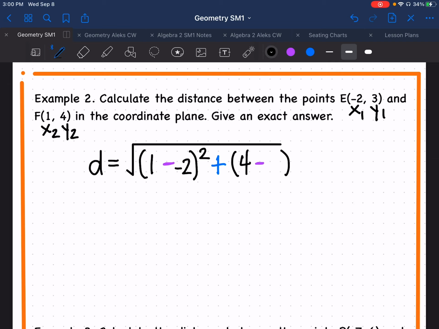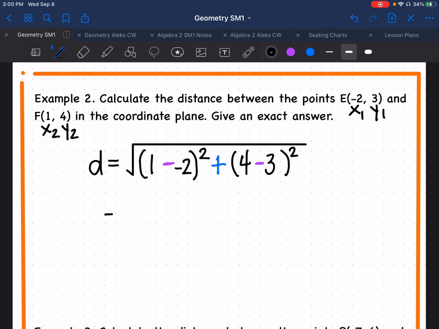y2 is 4, y1 is 3, and I'm going to square them. Everybody's underneath the square root. Now I'm going to place this into my calculator, and it will give me the solution. If you use the calculators in class in your baskets, it will do the simplifying properly for you.